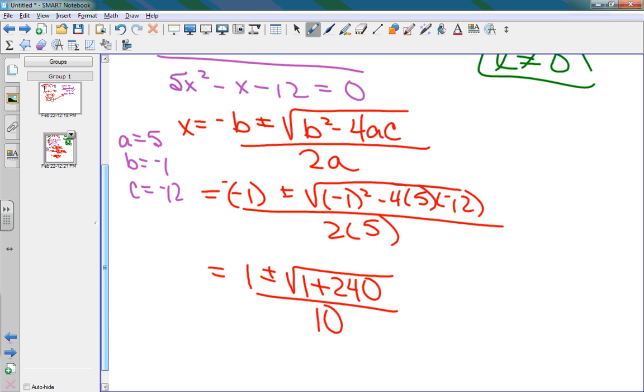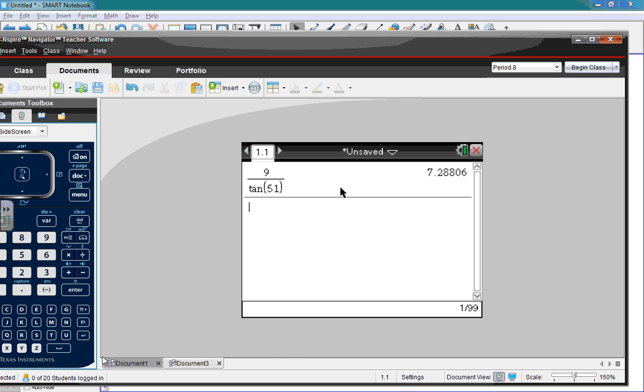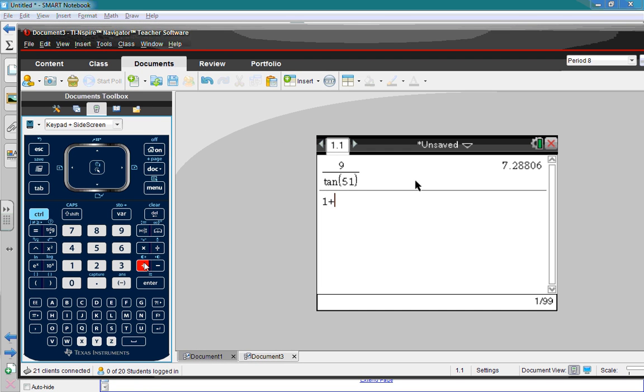Okay, now what is 1 plus 240? 241, all over 10. Now, check it. So if I come over here and I type in 1 plus the square root of 241, parentheses, divided by 10 and hit enter, I get 1.65.